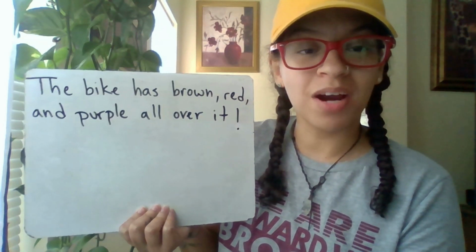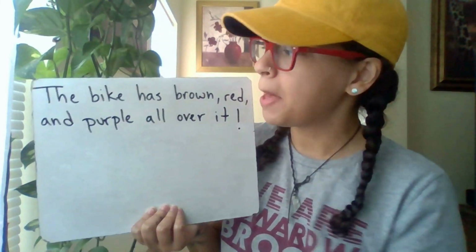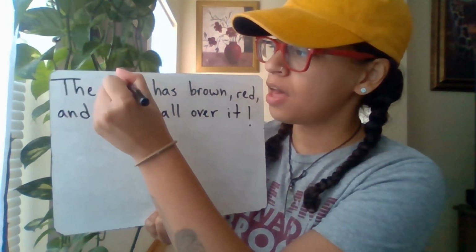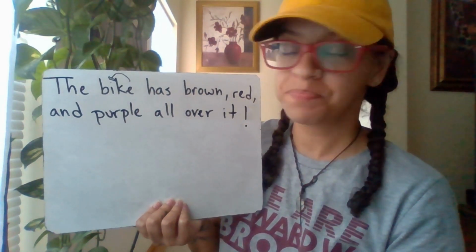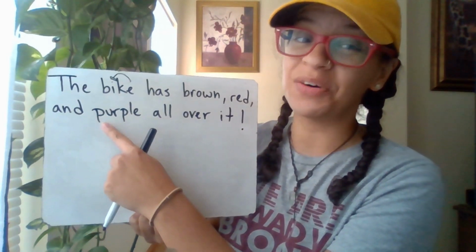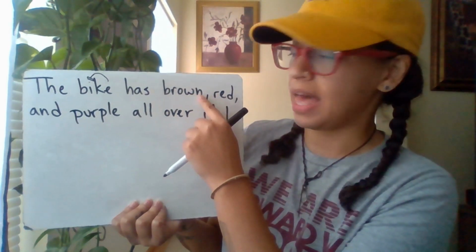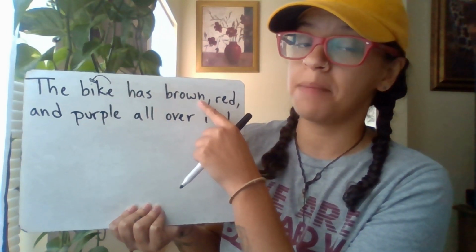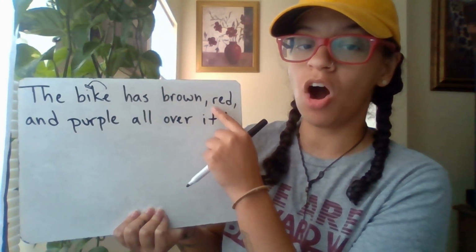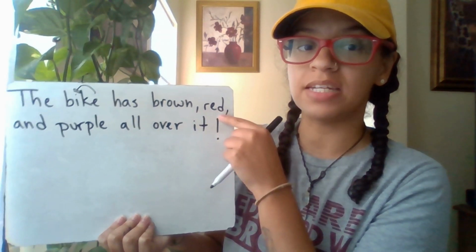Now, let's go over every word. The is a heart word. T-H-E. The. Bike. B. Bike. I know that magic E is making I say its name. Has, heart word, H-A-S. And all of these colors are also heart words, so hopefully you wrote them right. Brown, B-R-O-W-N, brown. This was one that you can actually tap out too, or stretch out, sound out. Brown. Brown. Red, R-E-D, red. Another one that you could stretch out or sound out, R-E-D, red.